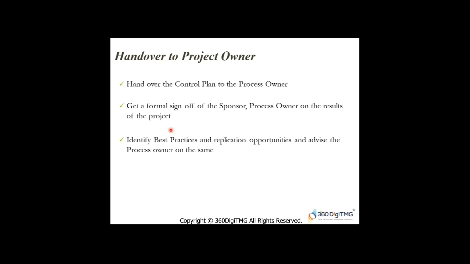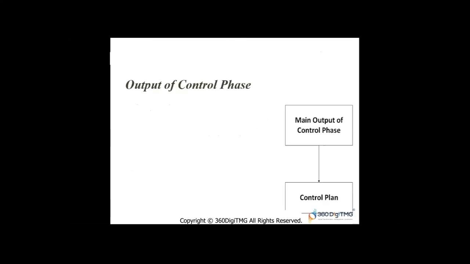Last but not least, identify all the best practices and replication opportunities. You have done the Six Sigma project maybe in a particular department. You want to probably implement that in other departments also. So good to document, identify the best practices, and start replicating everything. And also advise the process owner on the same, that you have identified the best practices and he needs to look into the replication opportunities.